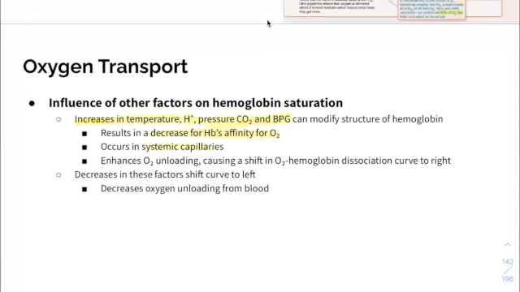So our capillaries is where this actually occurs, because most, not all, most gas exchange is occurring in those capillaries. Those capillaries are usually a layer of simple squamous epithelium, which allows for easy, quick diffusion. And if we have that increased temperature, pH, pressure for carbon dioxide, it actually causes a shift in that dissociation curve.